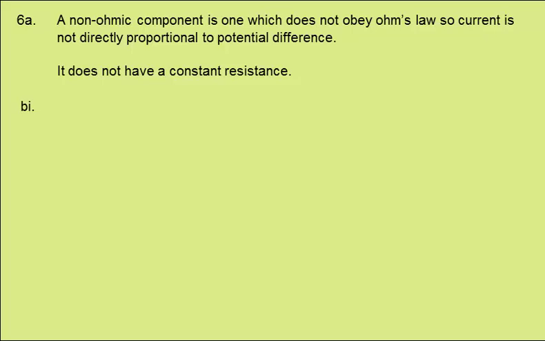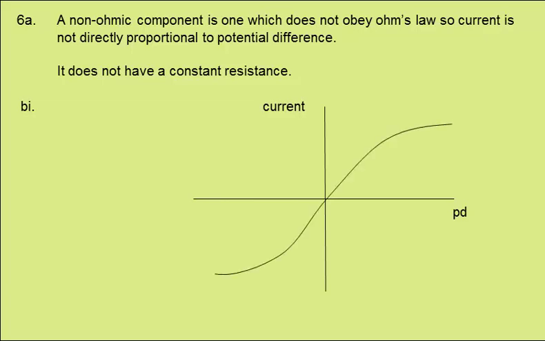In B, we're told a filament lamp is also a non-ohmic component. In part 1, we need to add to these axes the current voltage characteristics for a filament lamp. Well, they go something like this.